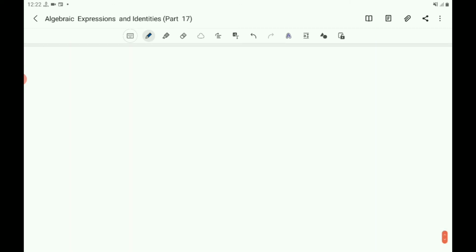Next you take the seventh one. Seventh one is 78 into 82. You can see the difference here. This is 2 less than 80. This is 2 more than 80. So you can write it as 78 is 80 minus 2 into 82 is 80 plus 2.